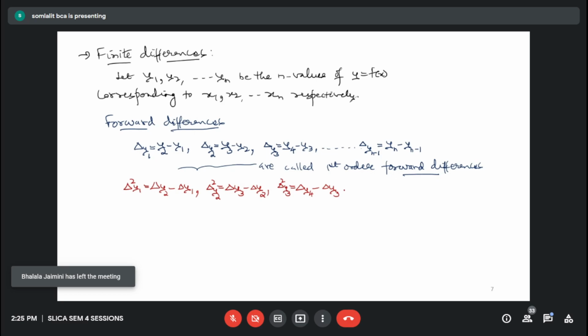Suppose in the beginning if you have 4 points here, then the first order differences will be 1, 2, and 3 only. Because this minus this, this minus this, and this minus this. These are the first order. Now if you find the next order, it will be one less of what you had in the previous case. So here 1, and from this you will have 1. So these are called second order forward differences.